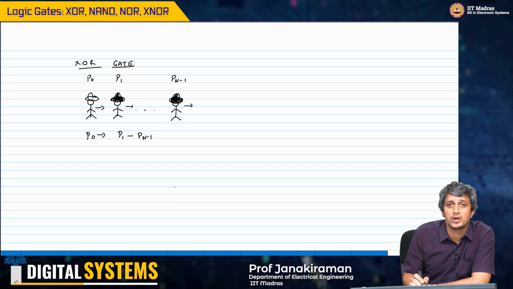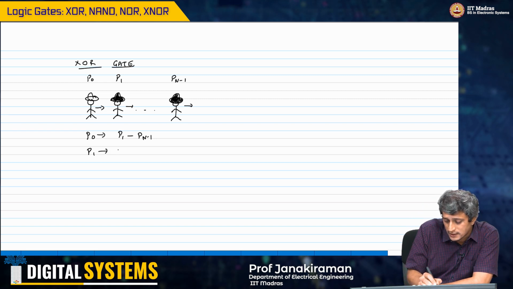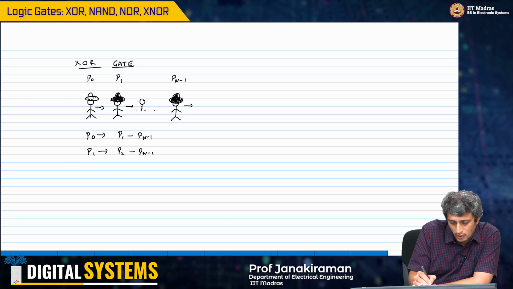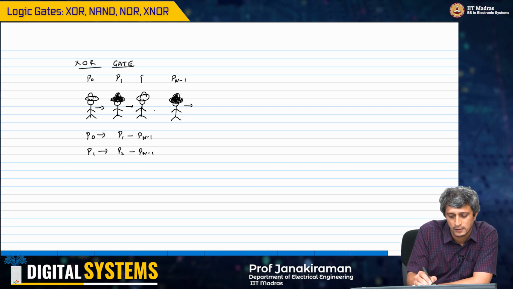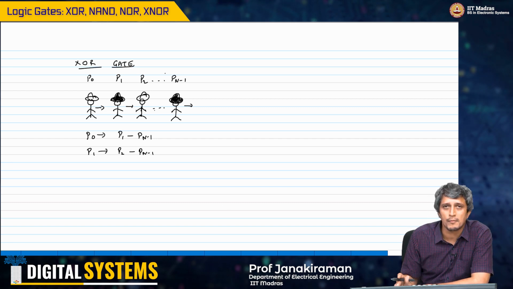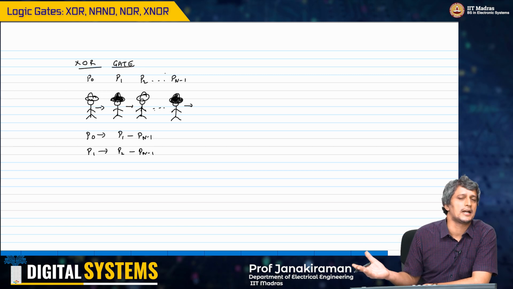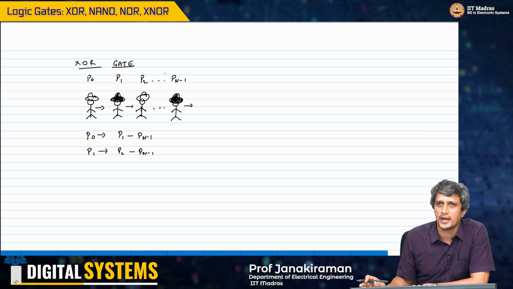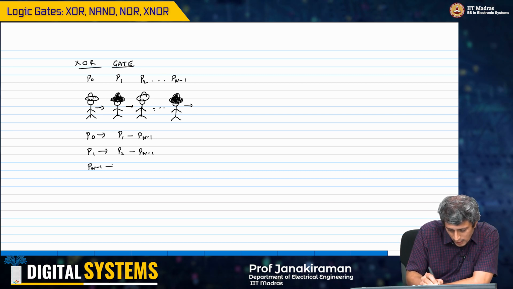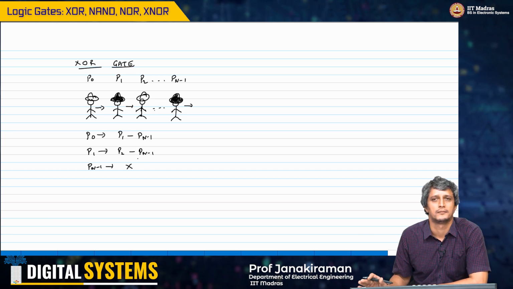P0 does not know the color of the hat on his head. P1 can see from P2 to Pn minus 1, can see all the hats. So there is a third, P2 guy standing here with another hat, let's say white, and so on. So Pn minus 1 cannot see any hat, right?